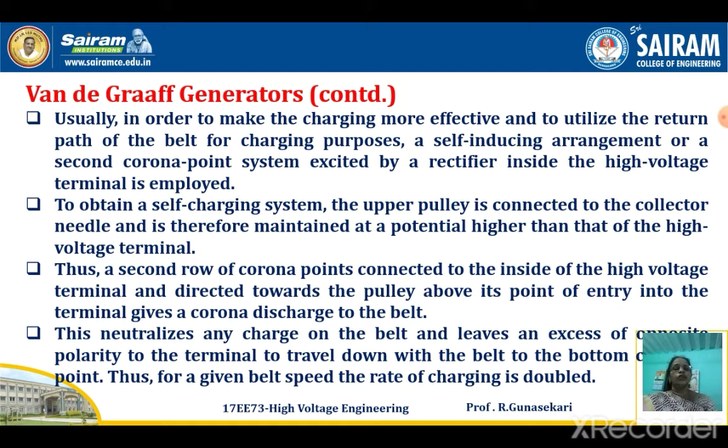The second row of corona points connected to the inside of the high voltage terminal and directed towards the pulley above its point of entry into the terminal gives a corona discharge to the belt. So this neutralizes any charges on the belt and leaves an excess of opposite polarity to the terminal to travel down with the belt to the bottom point only. So for a given belt speed, the rate of charging is doubled.